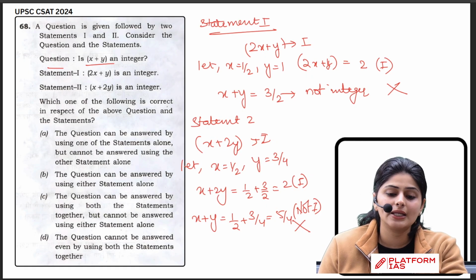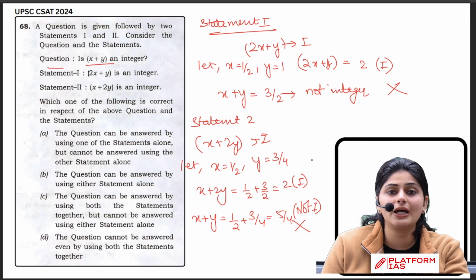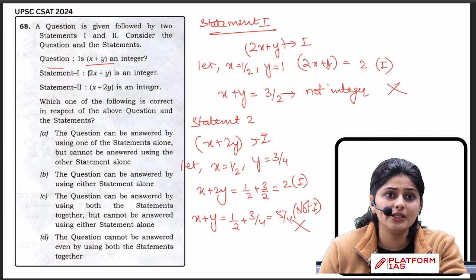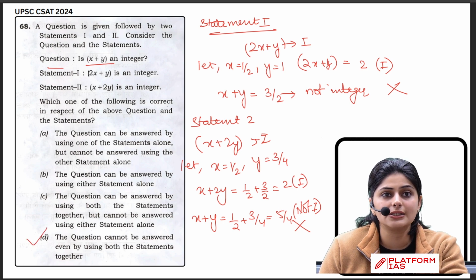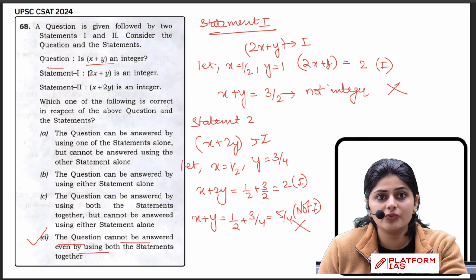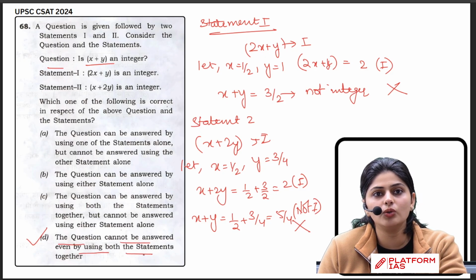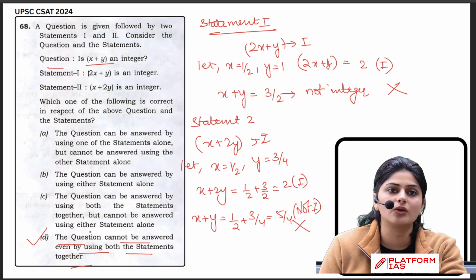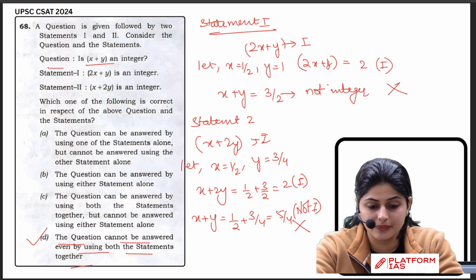So we can say that this question cannot be answered using either of the statements. If we read the options, option D will be the answer, because it says the question cannot be answered even by using both the statements together. Even if we use them together, we cannot answer the question.